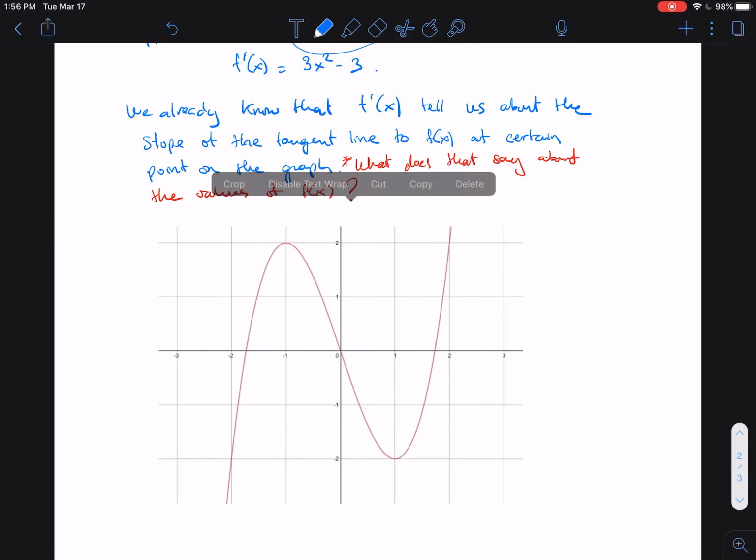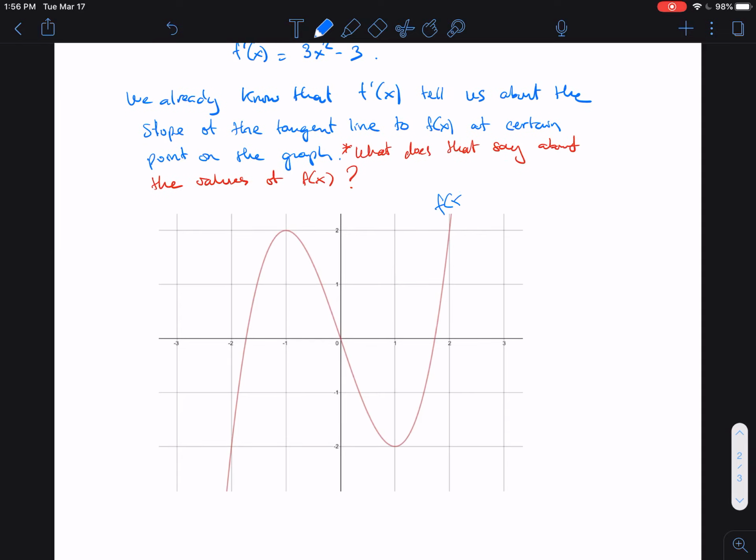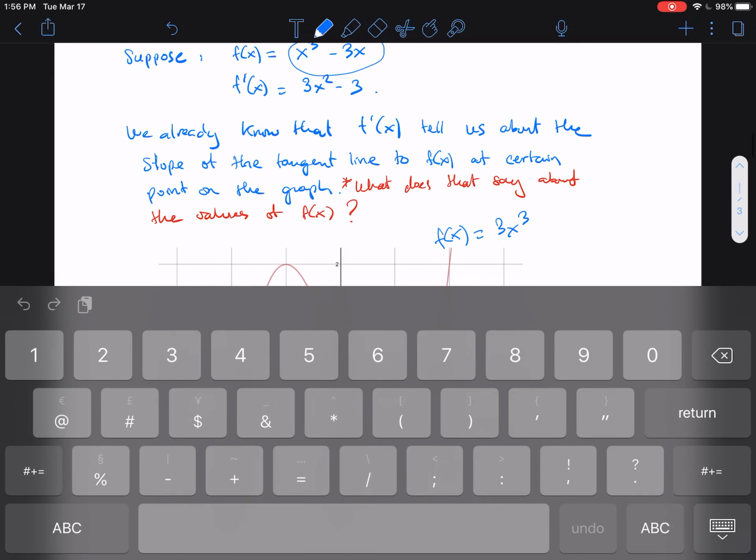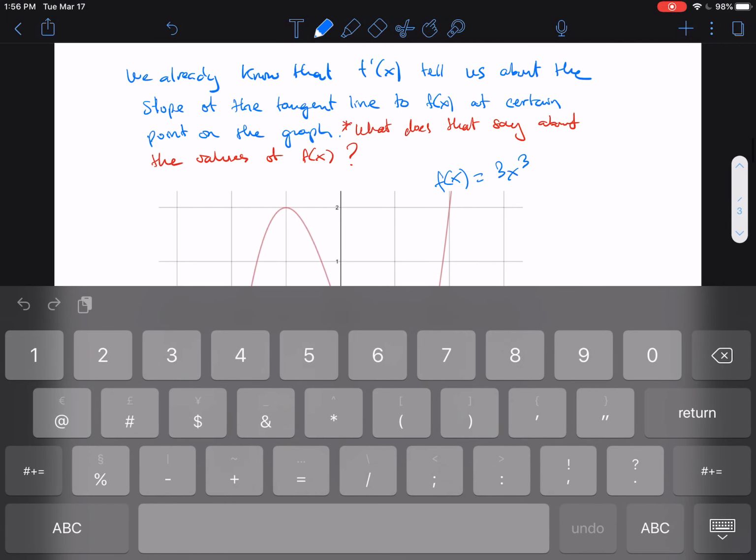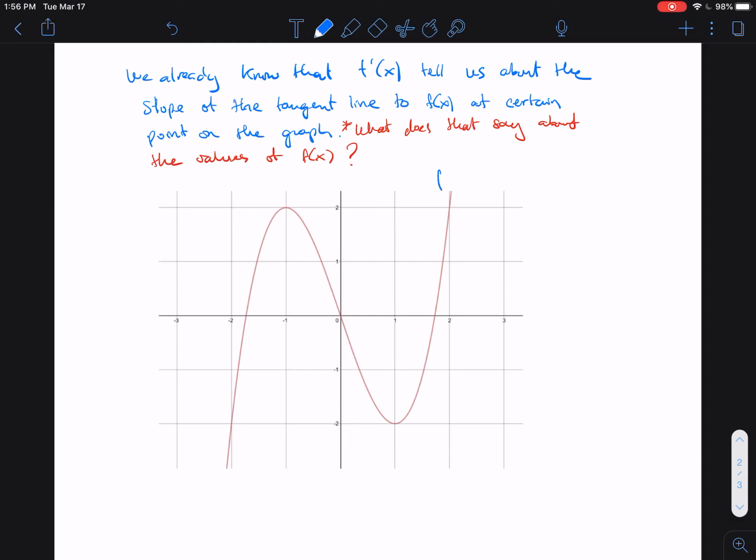Okay, so here is the graph of f of x equal to 3x to the third. No, I think it's x to the third. Let me go ahead and erase this here. Let's try that again. This is f of x equal to x to the third minus 3x. And we know that the derivative is 3x squared minus 3.